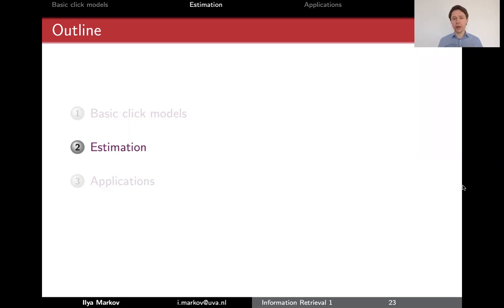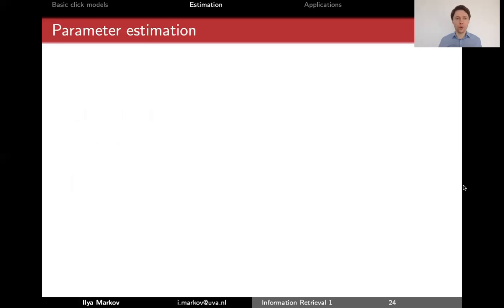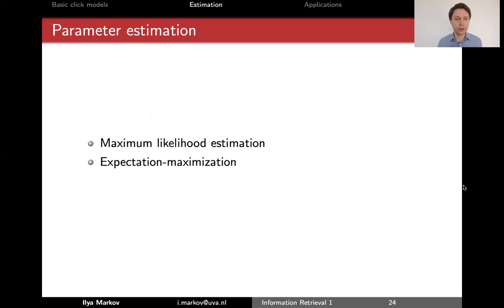But just the same way as in topic models, here all those examination and attractiveness probabilities are not given, they are not observed, they have to be estimated from clicks. So it is important to at least touch on estimation of click models so that you understand what the process is and what parameter estimation techniques we have in statistics. Mainly two: maximum likelihood estimation and expectation maximization.